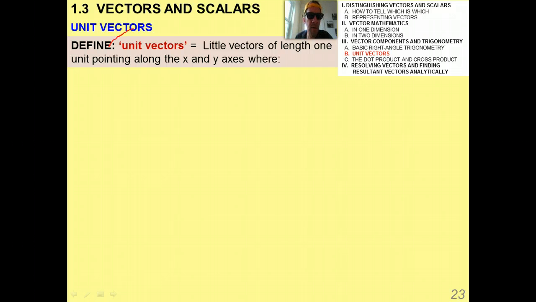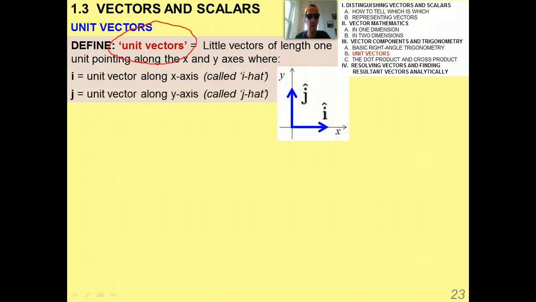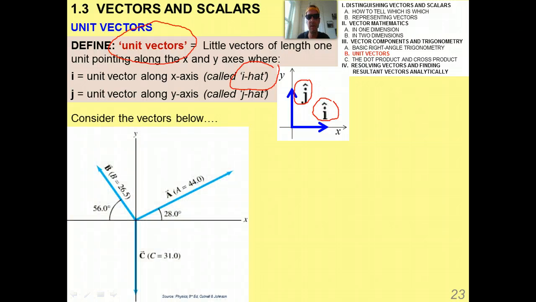These are very cute things. These are little vectors of length 1 unit pointing along the x and y axes, okay? Where i is the unit vector along the x-axis. It's got a really cute little symbol. It's a little i with a little hat on it. So we call it i hat, okay? The j is the unit vector along the y-axis. It's called j hat. So we have i hat and j hat. Turns out that in 3 dimensions when we have a z-axis, we also have k hat, but we're not going to talk about that right now.